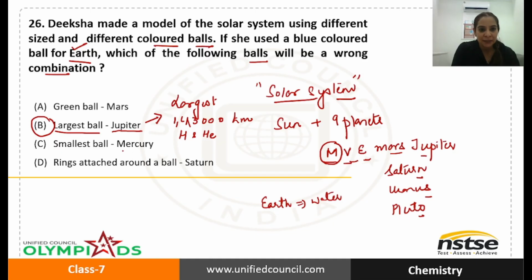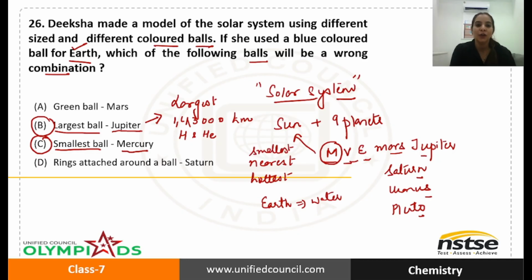Now talking about Mercury, Mercury is nearest to Sun. I have told you the first planet is Mercury. It is nearest. Because it is nearest, that is why it is hottest of all. And also it takes short time span as compared to others to circle around the sun. So she used smallest ball. So again this one is true, because smallest ball can easily represent Mercury because it is a smallest planet and also it is nearest and hottest.